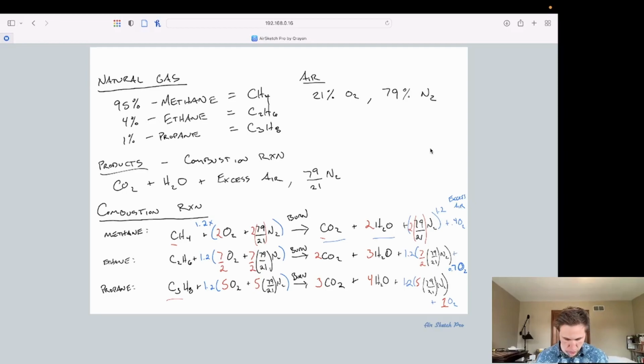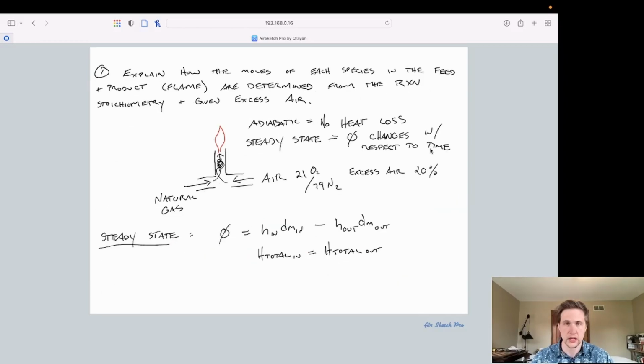for our propane. And this will conclude part 1 of this video series dealing with an adiabatic flame temperature, and specifically showing how the moles of our reactants coming in with our natural gas composition and our air mixing together are determined by the reaction stoichiometry, including the excess air that we've included. Thank you.